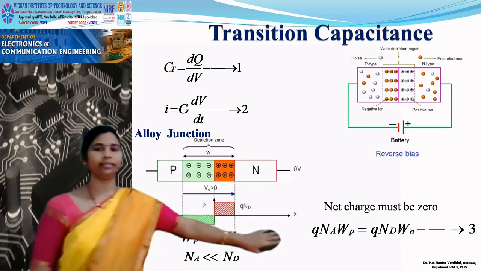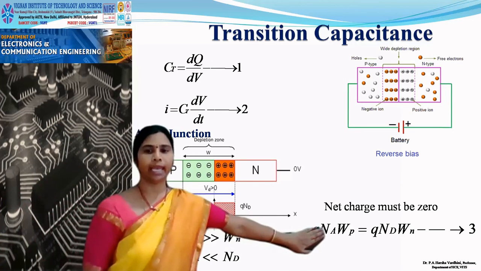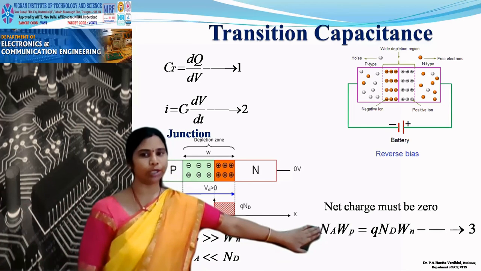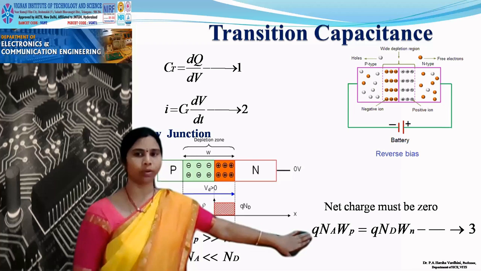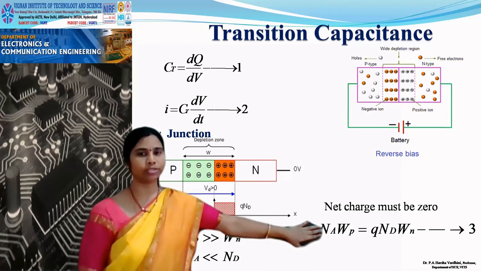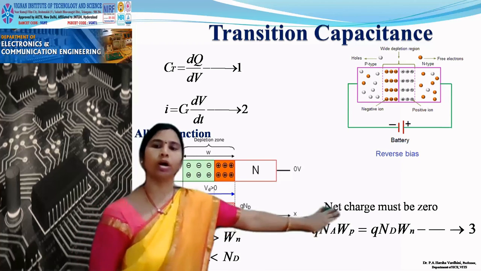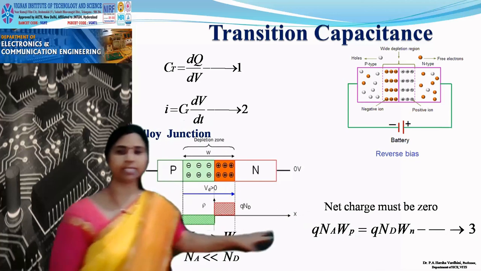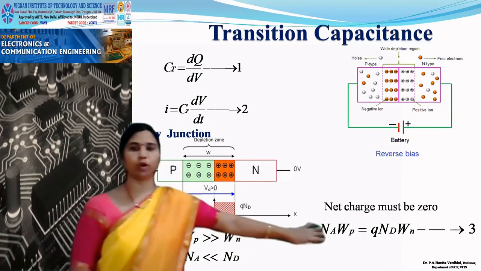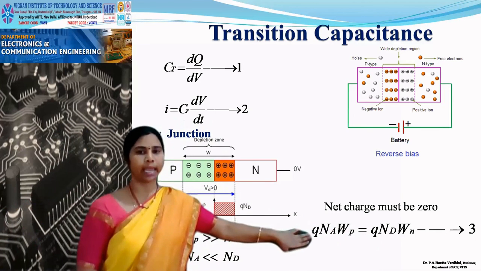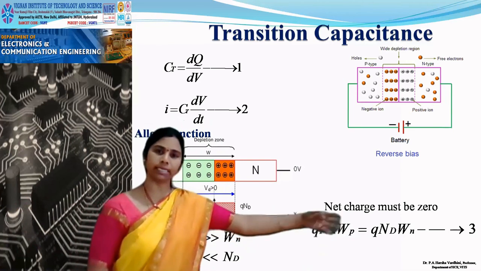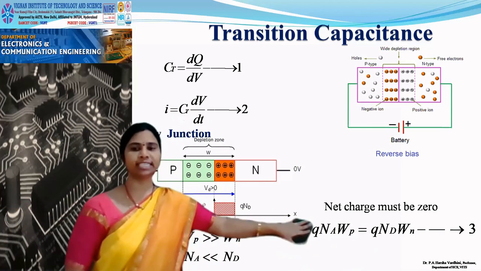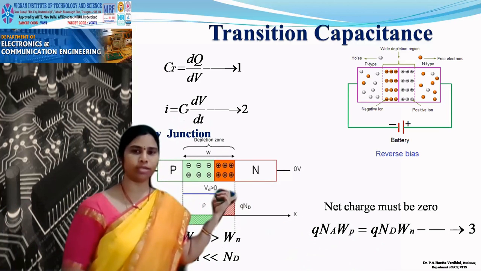So you are equating this value where Na into Wp is equal to Nd into Wn. What is this Q? Q is a charge. So this is Na, concentration into width, concentration into width. As this holds good, this will also hold good because Na is lesser than Nd and Wp is greater than Wn. So this equation holds good for this alloy junction.